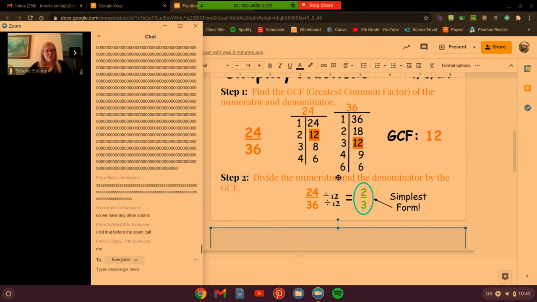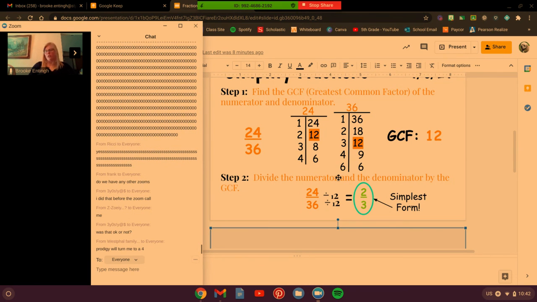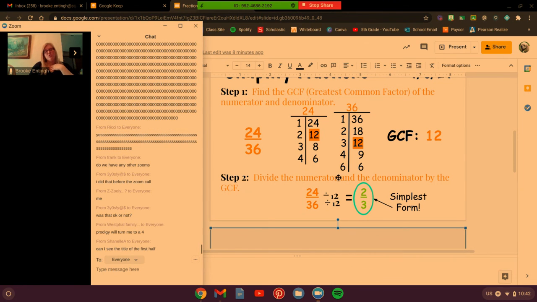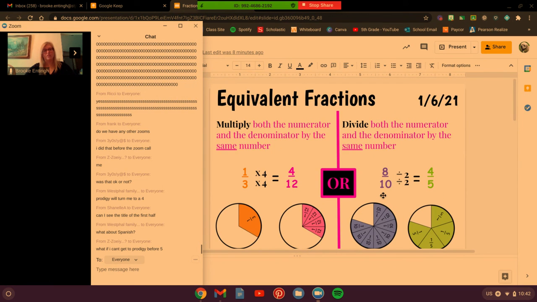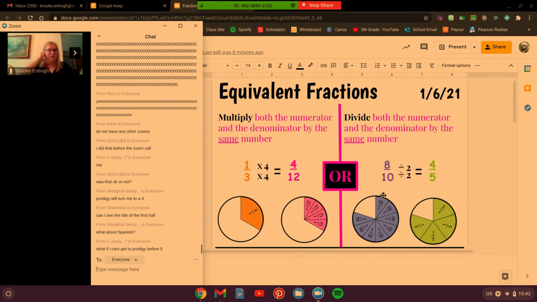Frankie, you asked if you have any other Zooms. The only other Zoom, if you have questions this afternoon, let's say you're looking at Prodigy or Wonder or Grammar or something, there's an optional Zoom call where you can ask me questions, and that is from noon to 1. So that link is in there, but that's optional. You don't have to attend that Zoom call. Let's see. Okay, Chanel, you want to see the title of the first half? Here's the title of the first half.